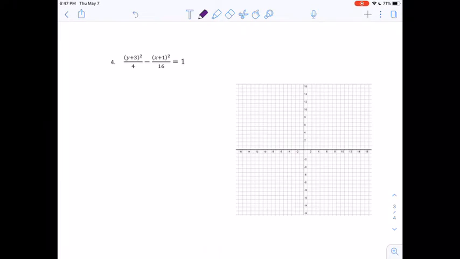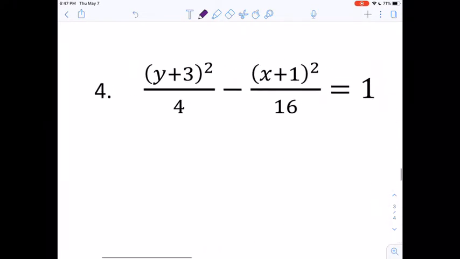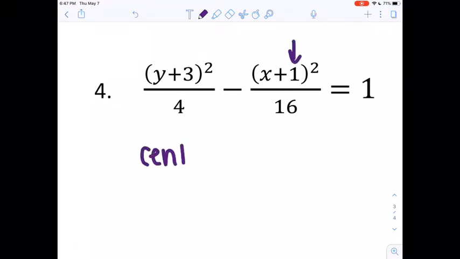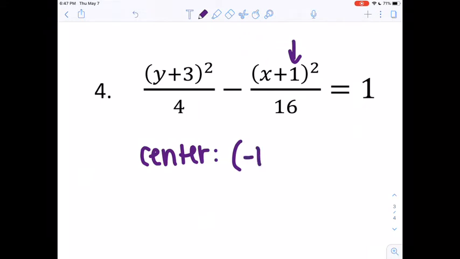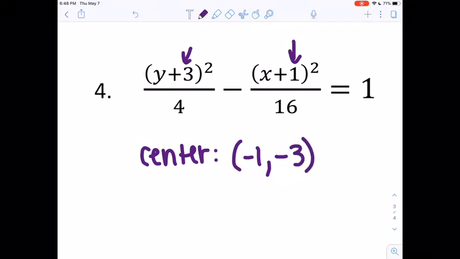Okay, number 4. So when you're identifying your center, be careful. Whatever number's with your x is the x coordinate of your center. So it's not just whatever number comes first. This is with x, so that's the x in my center. Sorry, I meant center, not your vertex. So my center x-coordinate is -1 because that's with the x, and the y-coordinate is going to be -3. Again, it's the opposite of what you would think, even though they're in a different order. If it's with x, it's your x-coordinate. If it's with y, it's your y-coordinate.